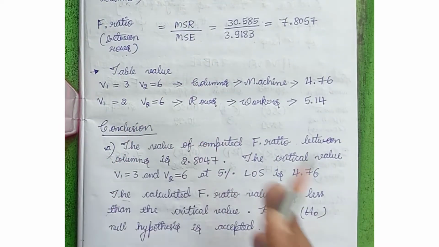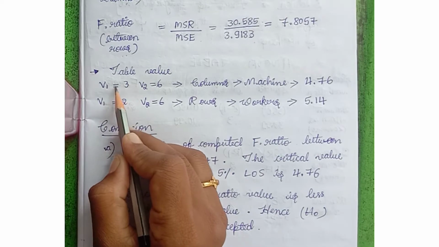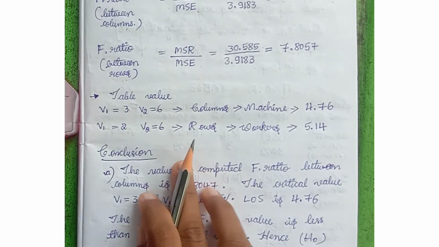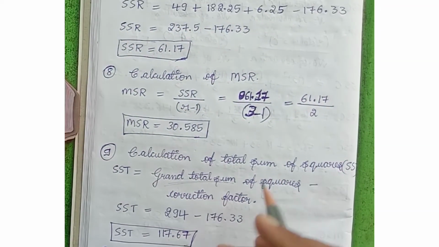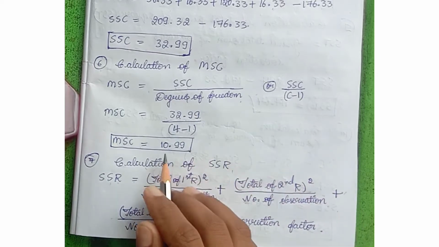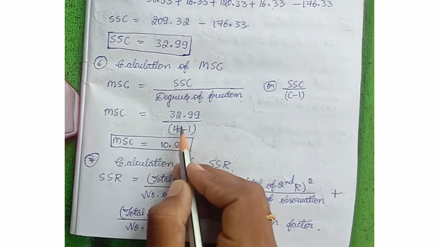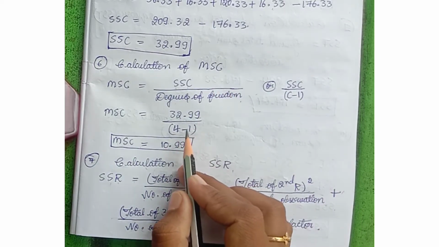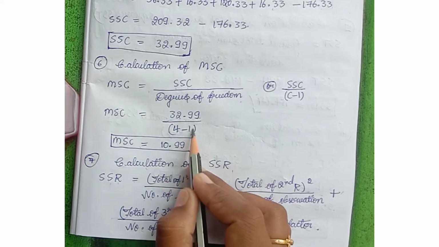So here, how do we find the table value? We have V1 equal to 3, because in the calculation of MSC between the columns, we get the degrees of freedom as 4 minus 1, that is 3.